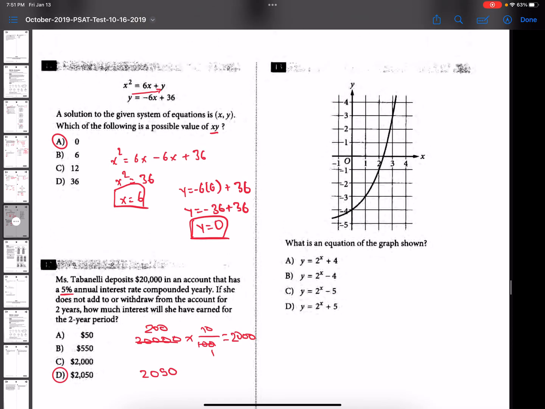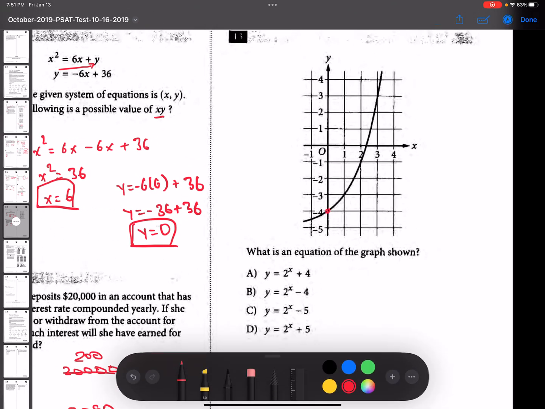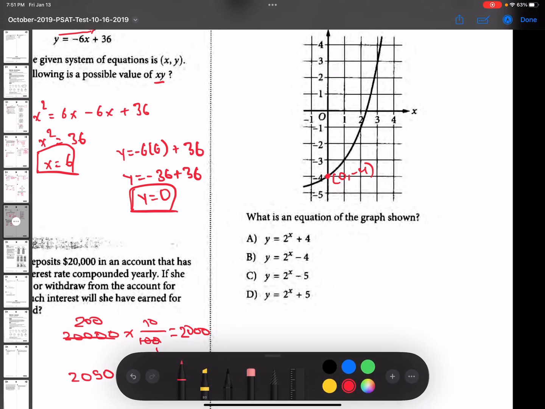And next question, number 13. What is an equation on the graph shown? We have an exact point here, which is 0, -4. That means x is 0, y is -4. We look at the options. For A, x is 0, 2 to the power of 0 is 1, 1 plus 4 is 5. But y is not 5, so A is not the answer.